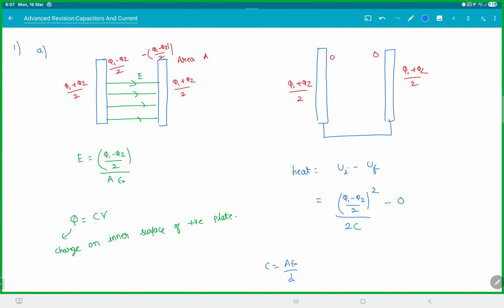Is that clear, everyone? The energy stored in a capacitor is Q square by 2C. So the question is, what is that Q? Will you take Q1? Will you take Q2? Will you take Q1 plus Q2? Exactly what are you taking there? The whole question is about that one discussion: in the formula Q is equal to CV, what is Q?